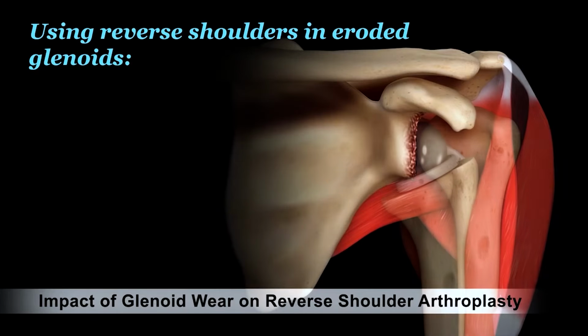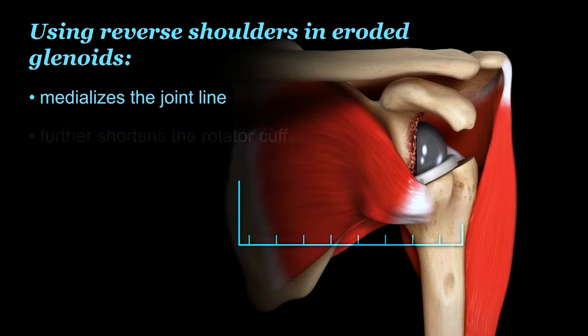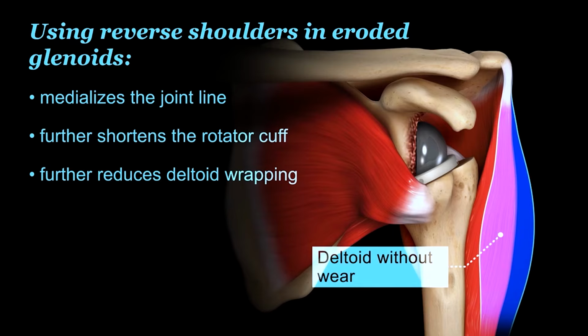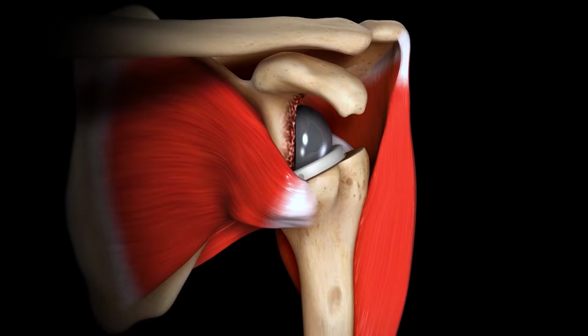Using reverse shoulders in eroded glenoids medializes the joint line, further shortens the rotator cuff, and further reduces deltoid wrapping. Excessive joint medialization can completely eliminate deltoid wrapping and cause the deltoid to generate a distraction force.